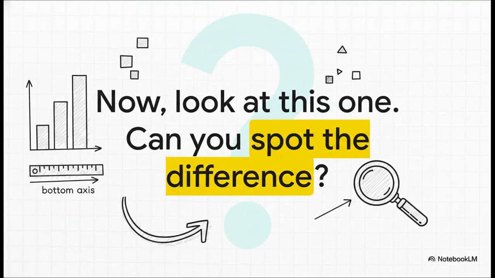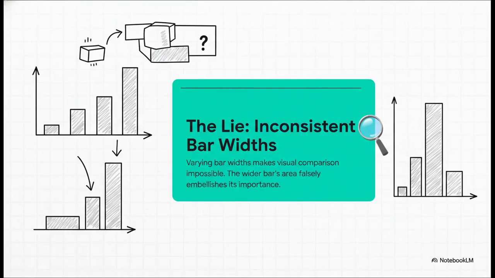All right, now look closely at this one. Something's off. It might look okay at first glance, but there's a sneaky little trick being played here. Do you see it? Pay really close attention to the bottom of the chart. Did you spot it? The lie is in the bar widths. Some are way wider than others. And this is a huge problem because our brains don't just see the height of the bar, we see its total area. By making a bar wider, a sneaky chart maker can make that category look way more important than it really is. It's a classic and very effective way to lie with statistics.